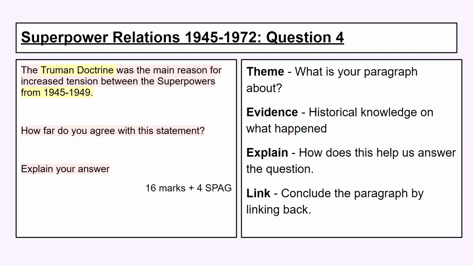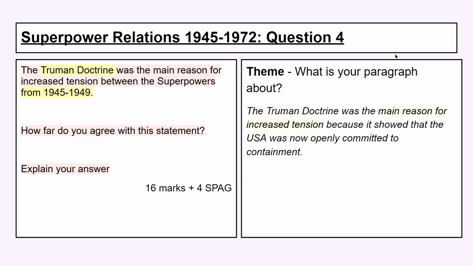And then we're linking back at the end. We're concluding the paragraph just by linking back. Therefore, we just sum up what we've discussed in the paragraph. So here's my theme. The Truman Doctrine was the main reason for increased tension. You can see I've highlighted that, focused on the question, because it showed the USA were now openly committed to containment.